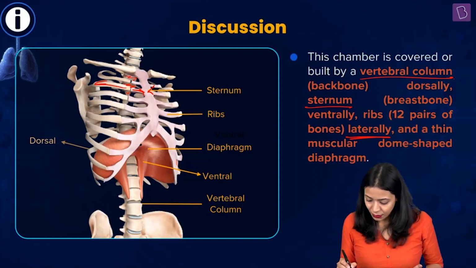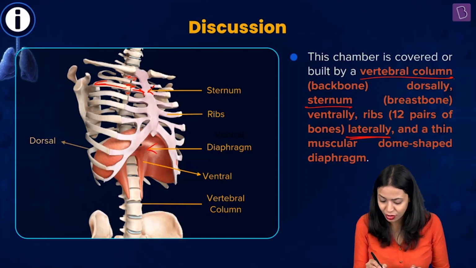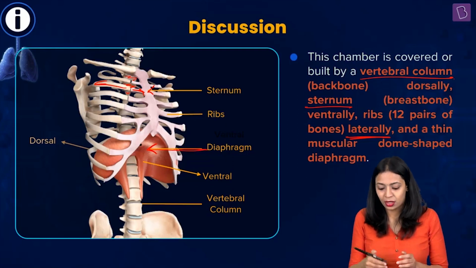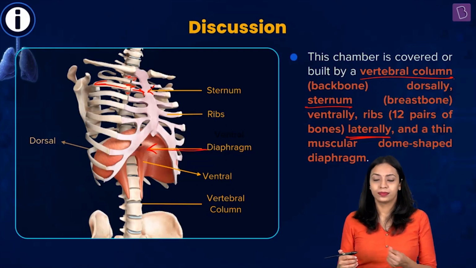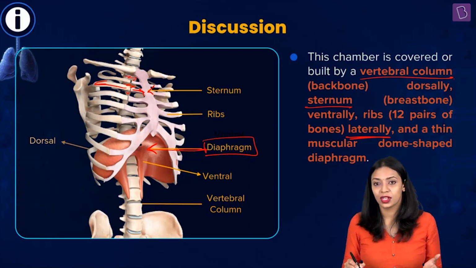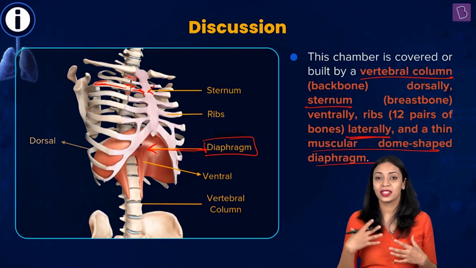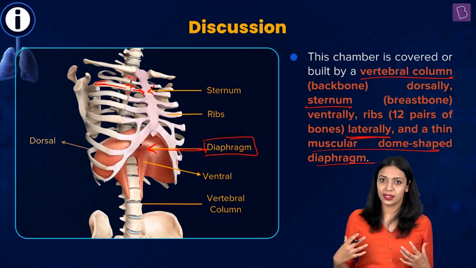Now at the bottom, on the lower side, we have this dome shaped structure. Here you can see it is colored in flesh color. So this is the diaphragm. Diaphragm is a muscular structure which is dome shaped. So the presence of all these structures in our thorax makes the anatomical setup of this airtight.